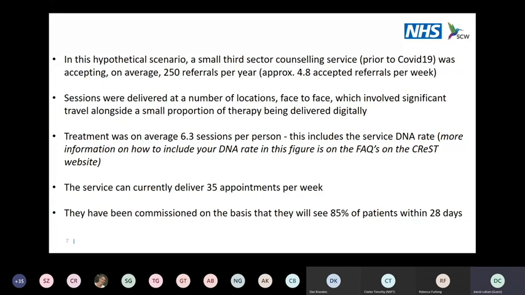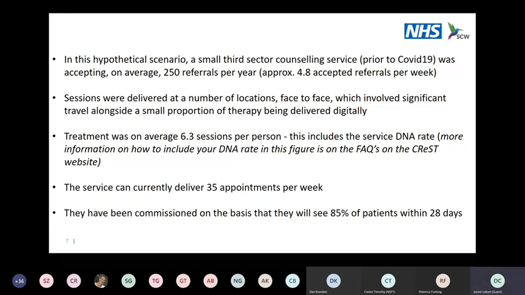And just to note that this average includes the service DNA rate. And we've got some stuff on the website on how to include your DNAs. But what you're wanting to do is say, how many appointments do we need to make available each week to manage the flow of patients through? And so we need to include a DNA rate in that, because you've made that appointment available. It's just someone hasn't turned up for it. So you only really include the DNAs that happen so late in the day that you're unable to repurpose the appointment. But there you go.